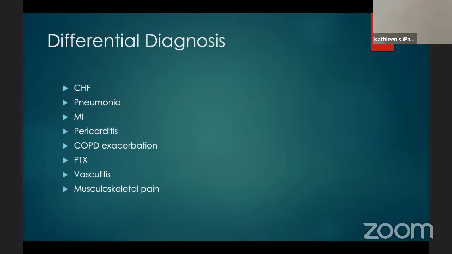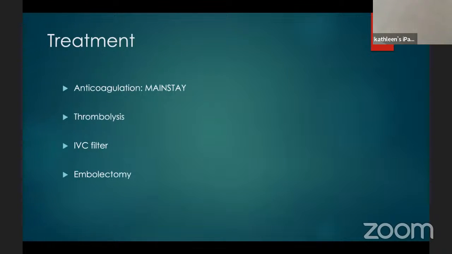The differential diagnosis of PE includes CHF, pneumonia, myocardial infarction, pericarditis, COPD exacerbation, pneumothorax, vasculitis, and musculoskeletal pain. As far as treatment, it's really beyond the scope of this presentation. There are many variations from institution to institution, from pulmonologist to pulmonologist, from intensivist to intensivist. So this is a very generalized overview, and I'm not going to go into the various modes of anticoagulation, but anticoagulation is the mainstay.